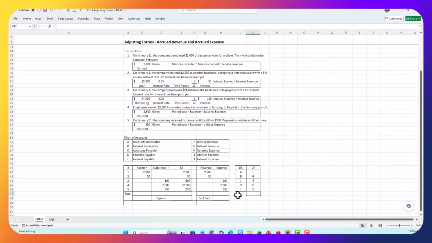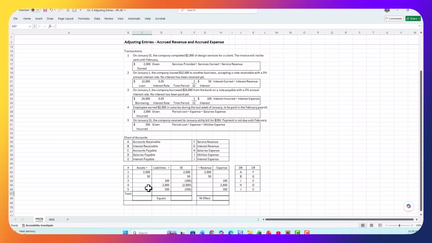To sum up accrued expenses, if the cost has been incurred, then an expense must be recorded, regardless of whether cash has been paid or not. If cash has not been paid, then at the end of the month, an adjusting entry must be made.